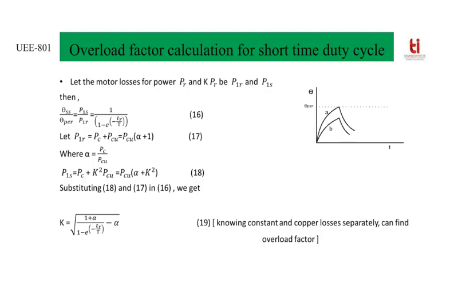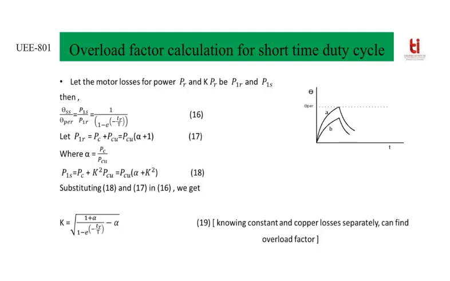Now let's assume P1S is equal to PC plus K square into PCU. K square is because as load is increased by K times, so current will also increase by K times. That's why this copper loss will also increase by K square times. So PC plus K square into PCU. Then P1S is equal to PCU into alpha plus K square.